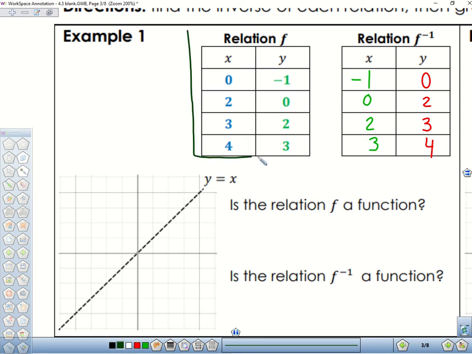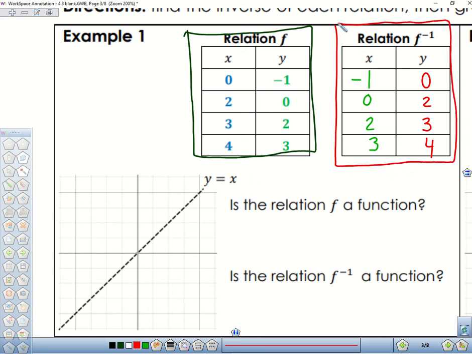I'm going to be graphing the first one in a dark forest green, and I'm going to be graphing the second one in red. So this is going to be 0, negative 1. This is 2, 0. 3, 2. And 4, 3. So it looks something like this.